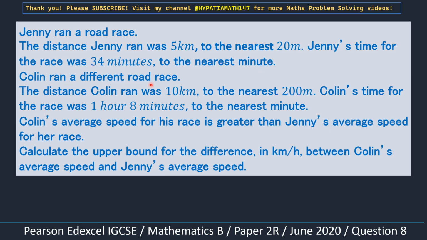Colin ran a different road race. The distance Colin ran was 10 kilometers to the nearest 200 meters. Colin's time for the race was 1 hour 8 minutes to the nearest minute.